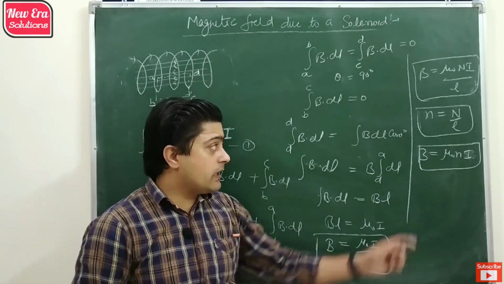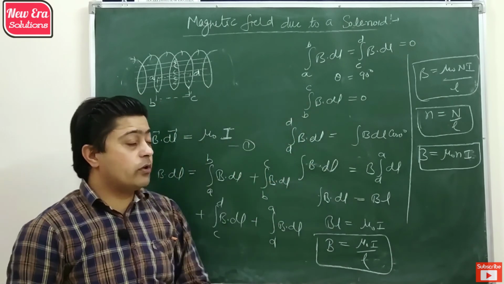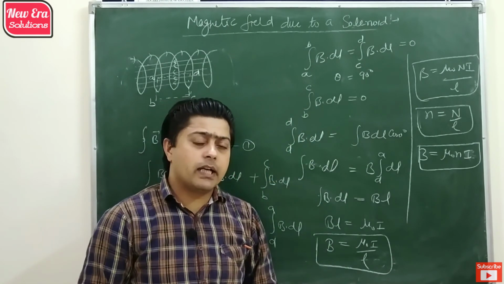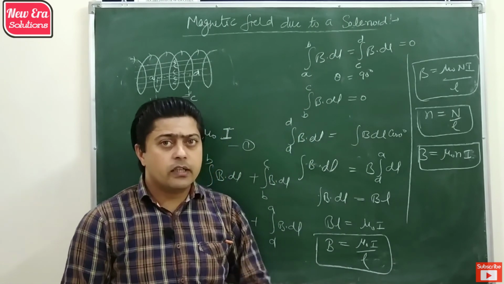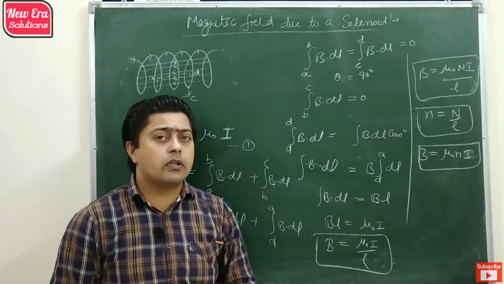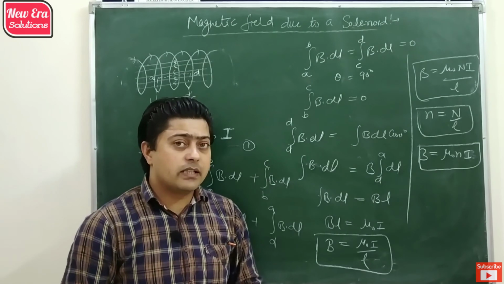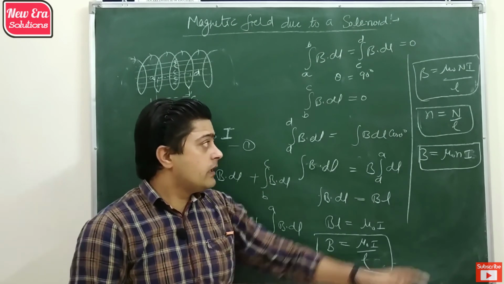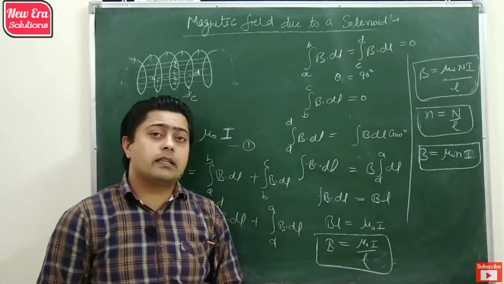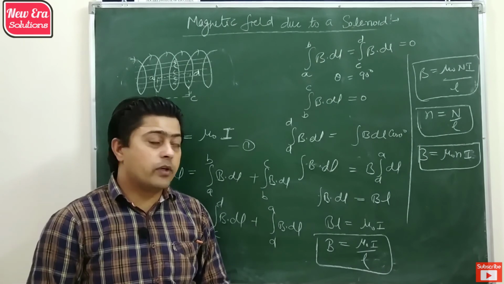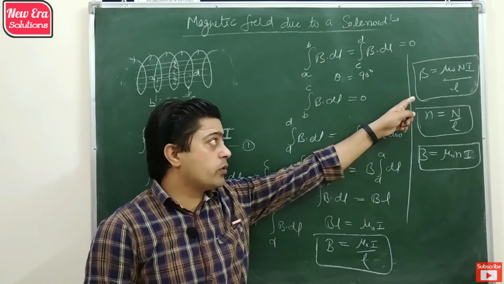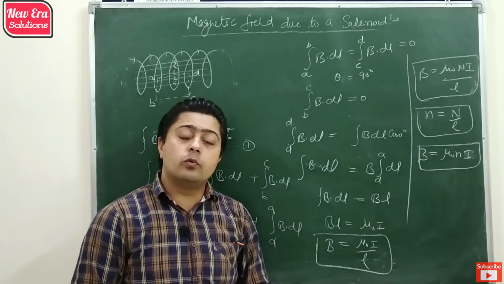As we obtained the magnetic field for a solenoid, we can also obtain the magnetic field for a toroid. A toroid is basically a circular solenoid without any endpoint. The only difference is that in a toroid, the length is replaced by the circumference of the toroid, and we get B is equal to mu naught N I upon 2 pi r.